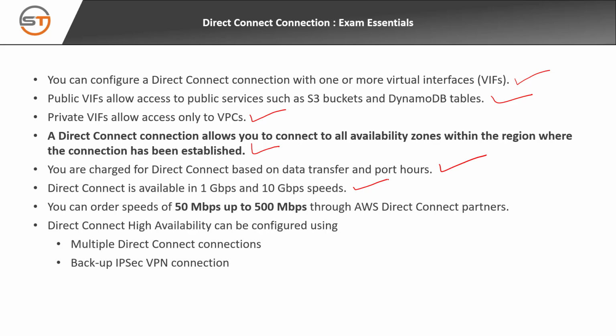So if you want speed which is less than 1 Gbps, so from 50 Mbps up to 500 Mbps, you can order it through the AWS Direct Connect partners and they will provision it for you. Next is Direct Connect high availability, which can be configured using multiple Direct Connect connections, which we discussed in the last section. And the second option is a backup IPsec VPN connection.